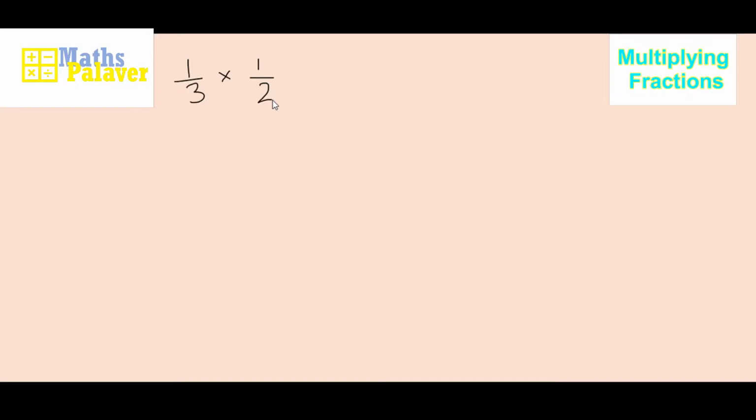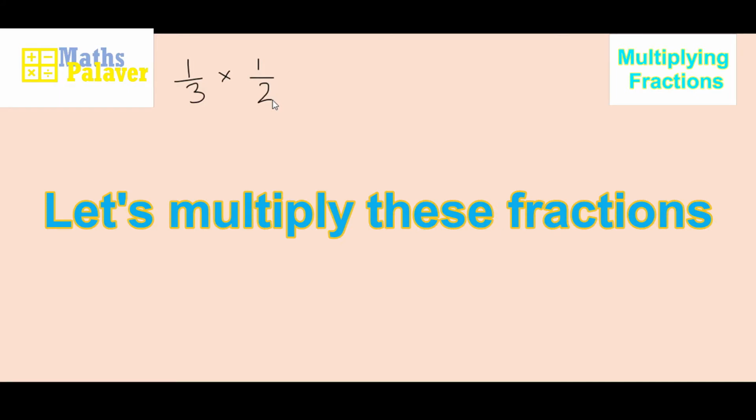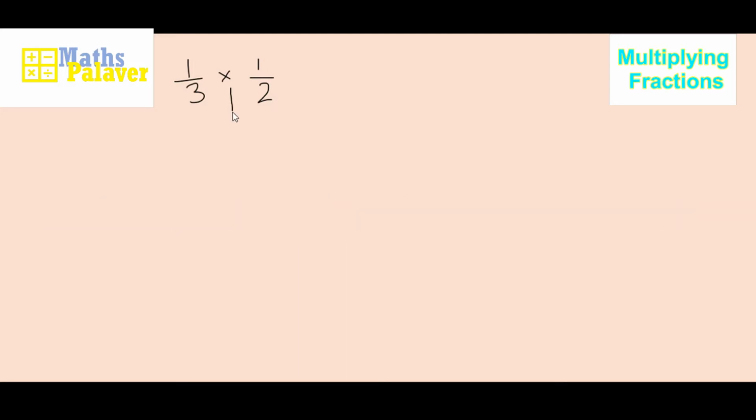Here are two fractions to multiply: a third times a half. The times symbol in maths is quite the same as "of", the word of in English. An example is to say a half of 10. A half of 10 is 5, because when you split 10 into two parts, you've got 5 in each part. That's the same as saying a half times 10.